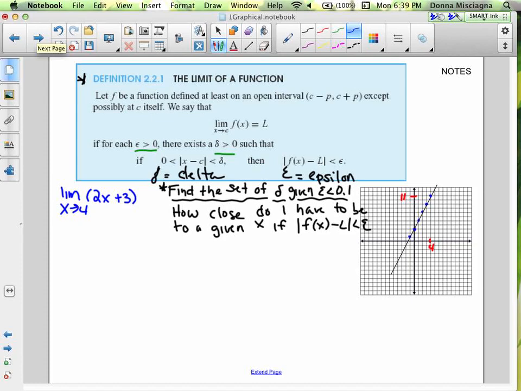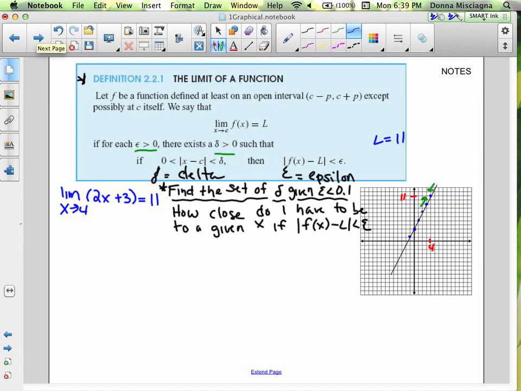So we're going to use our graph to find our limit, because this one's not too difficult. If we come from the left of 4 and we come from the right of 4, we can see that our limit is 11. So on these problems, either the limit is given to you or the limit is that easy to find, one or the other. All right, so we know what L is. In this case, we know L is 11. We know what the x value is.